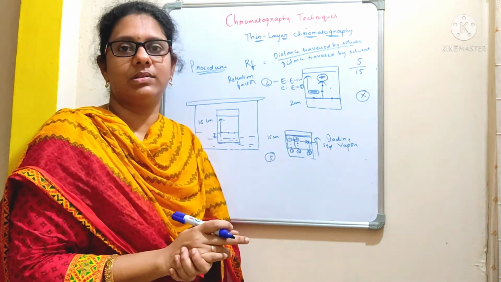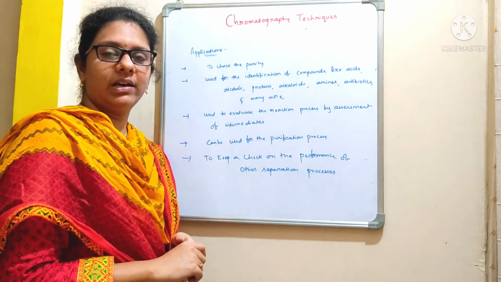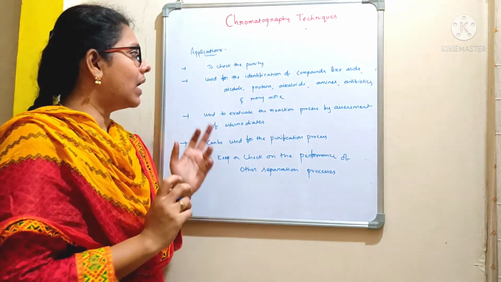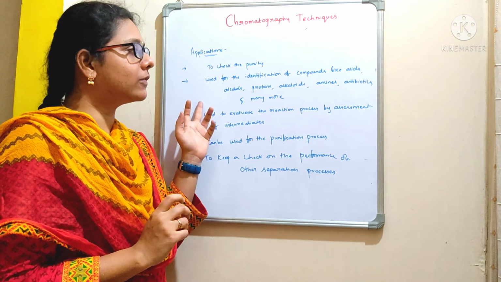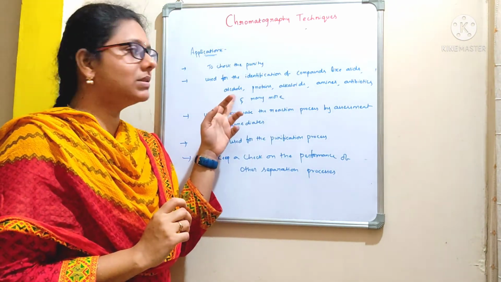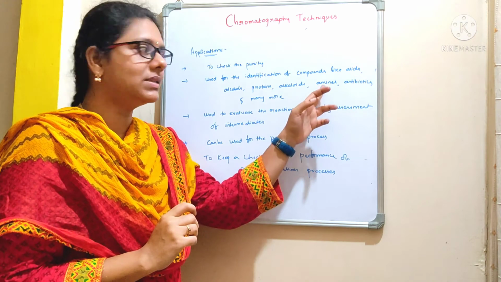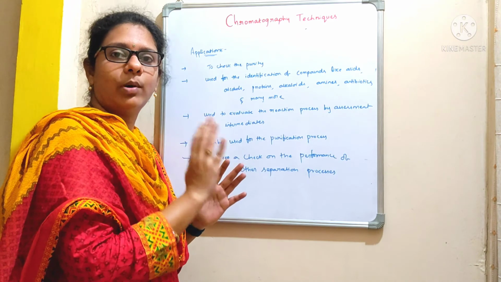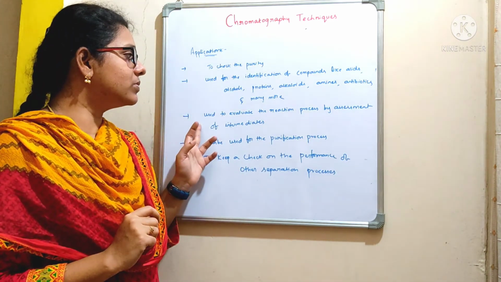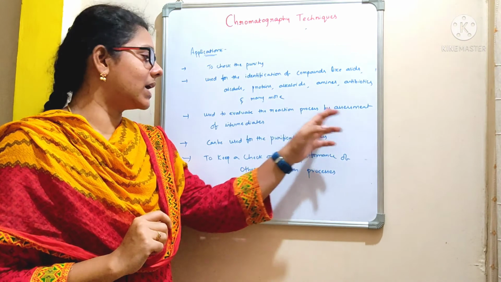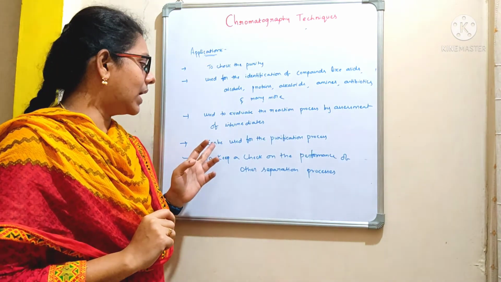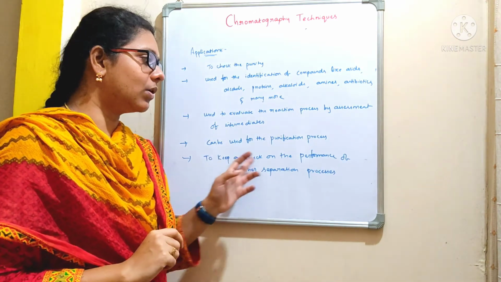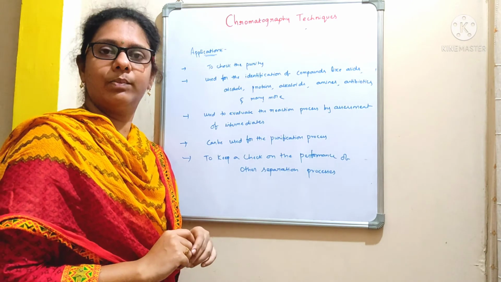Coming to the applications of thin layer chromatography, this analytical technique can be used to check the purity, and it is used for the identification of compounds like acids, alcohols, proteins, alkaloids, amines, antibiotics and many more. See, for each compound you need to standardize the mobile phase first. It is also used to evaluate the reaction process by assessment of intermediates, for the purification process, as well as to keep a check on the performance of other separation processes.